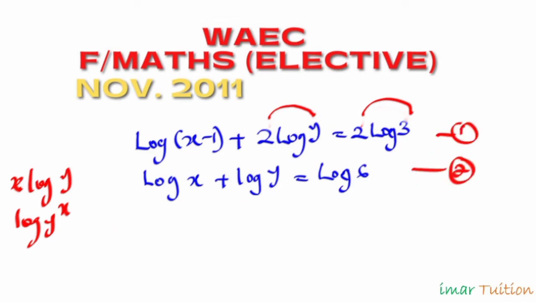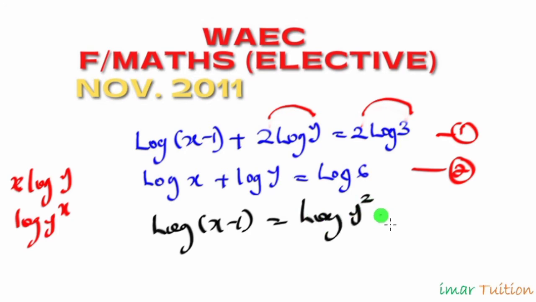So we'll write equation 1 to become log(x - 1), which will remain the way it is, plus log y to the power of 2, to be equal to log 3 to the power of 2.